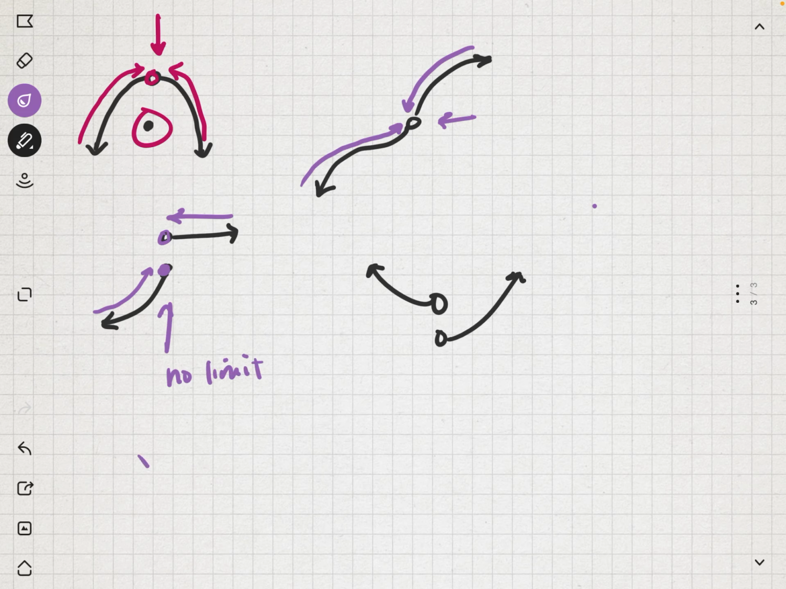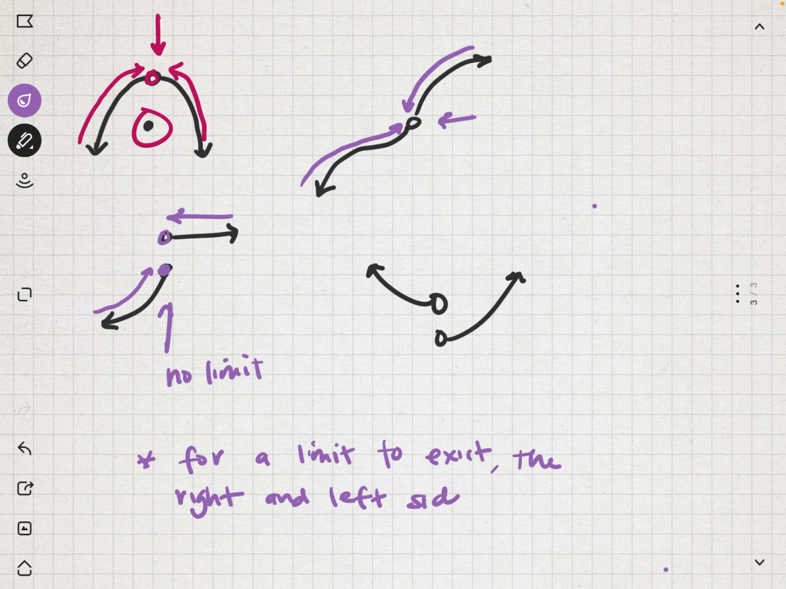So let's write that. For a limit to exist, the right and left sides must approach the same number. Okay, very important.